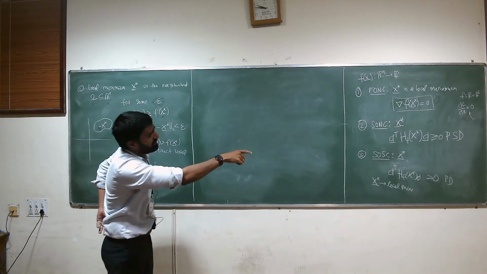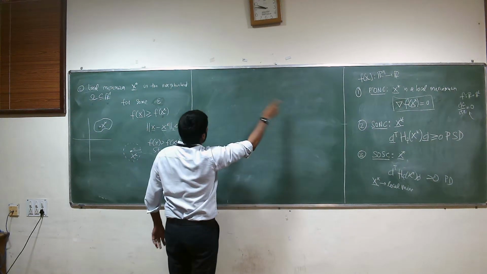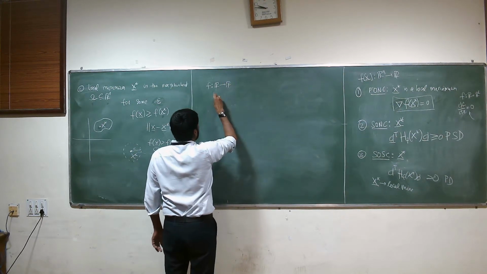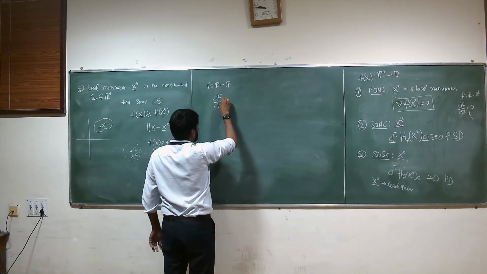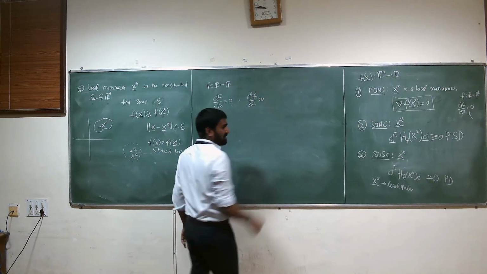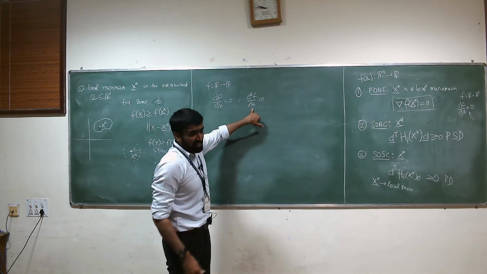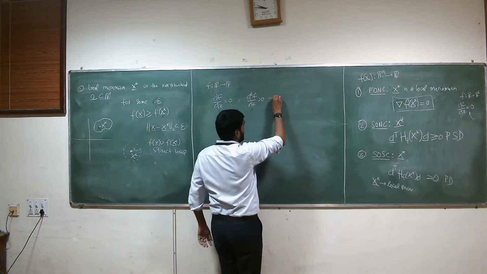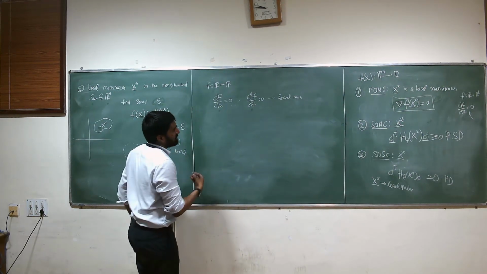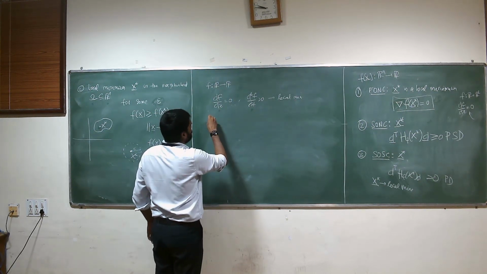One thing I did not say earlier, but we'll come to that later. The corresponding conditions for functions from R are df by dx equals 0, and so if there is any point at which the derivative is 0 and the second derivative is positive, then that point would be a local minimum.